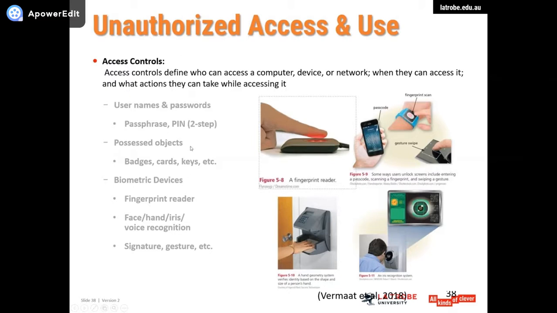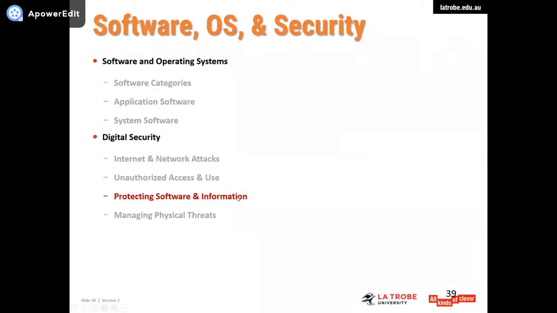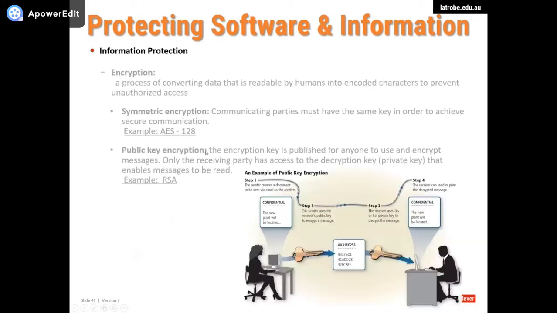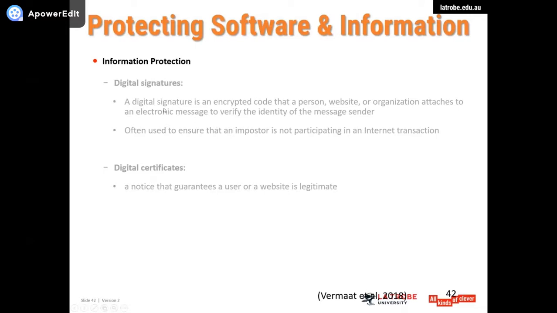And for software protection, you can just describe how we can achieve software protection by using different methods. And this is an important part. So how can we achieve encryption? And what's the difference between symmetric and asymmetric encryption? And what is a digital signature? What's the definition? And what is a digital certificate? So you need to give the definition of these two different concepts.